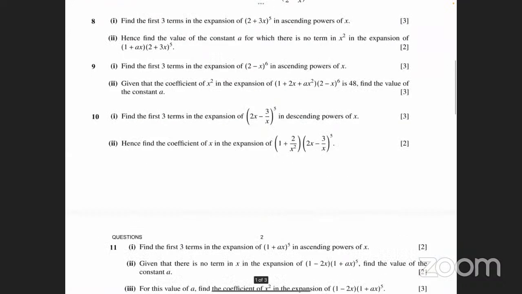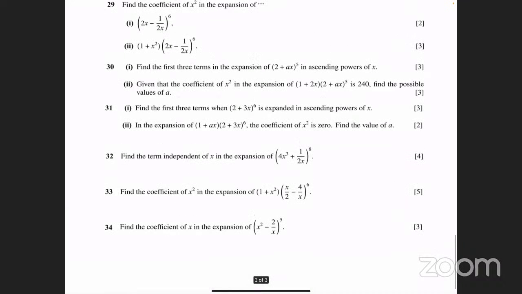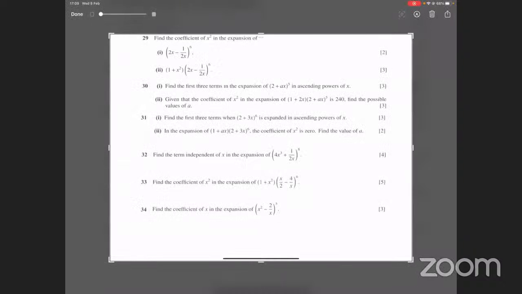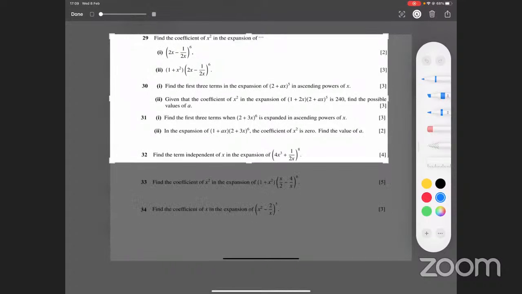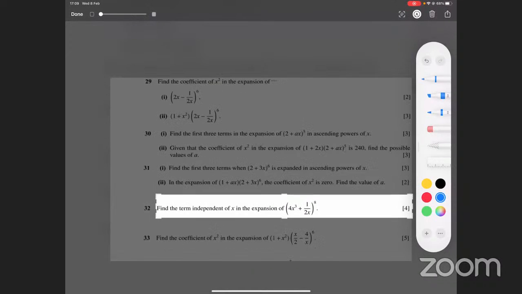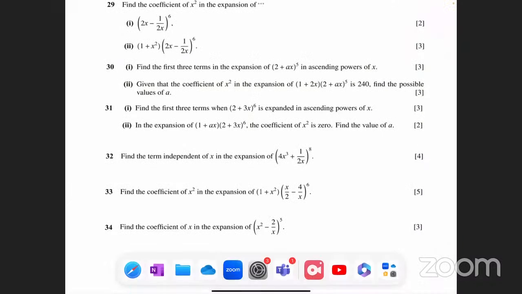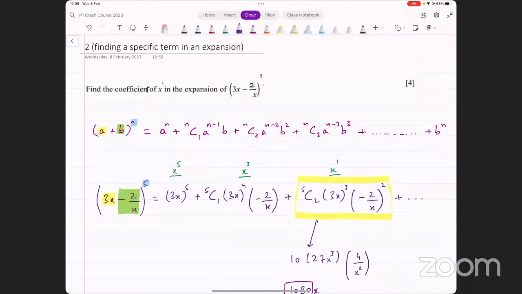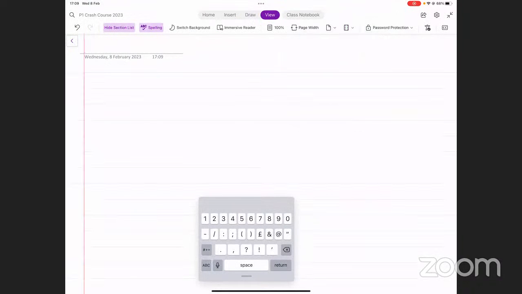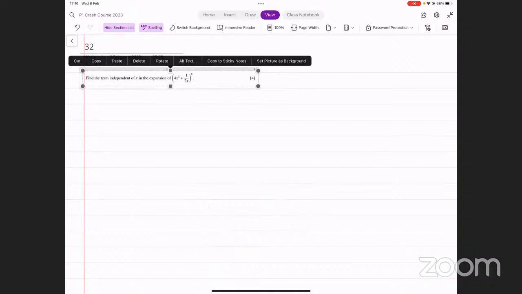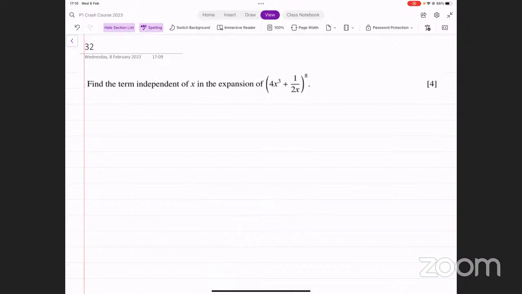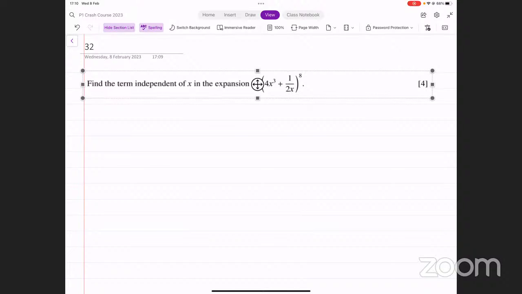Let's try another one from the worksheet, which requires you to do something similar. Now, this is relatively more complicated. This is question number 32 from the worksheet. Let's have a look at this. Okay, question number 32 from the worksheet. Now, what does this say? It says, find the term independent of x.